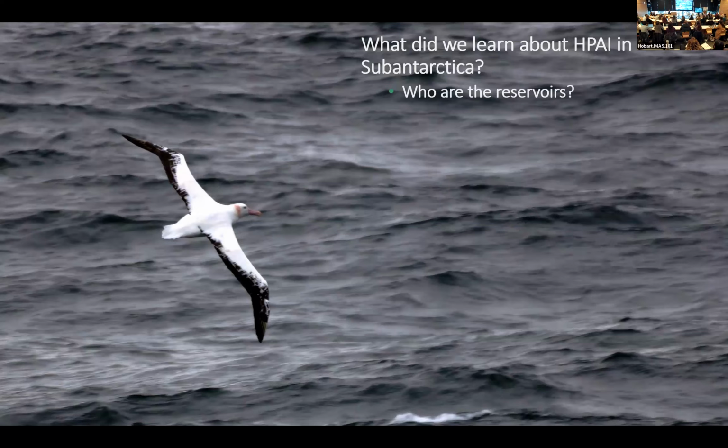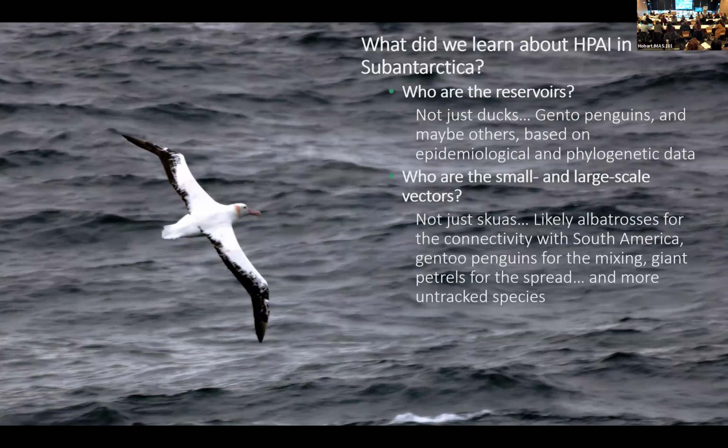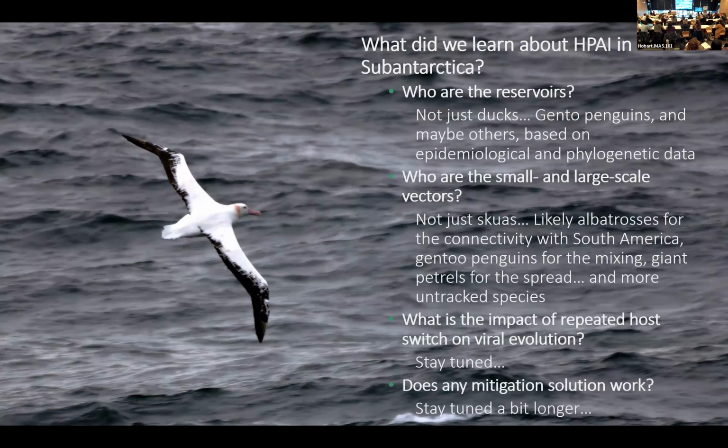So the conclusion, what do we learn? Who are the reservoirs? We think Gentoo penguins, from the phylogenetic data. Who are the vectors? Definitely a lot of different species can be involved, but every species, depending on their behavior, can play different roles. And then we are still looking at the evolution and the potential mitigation solutions.